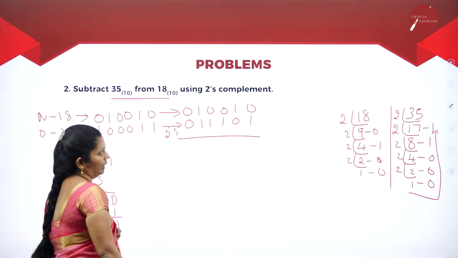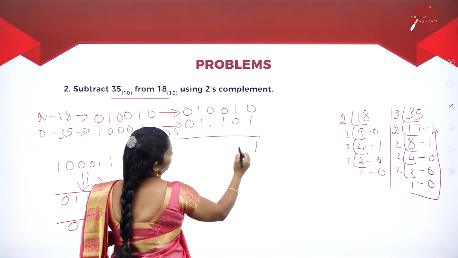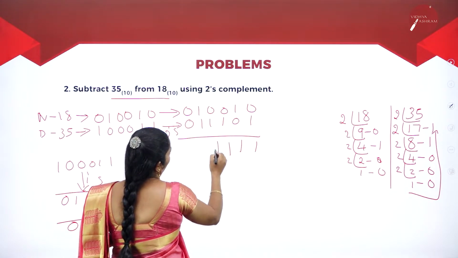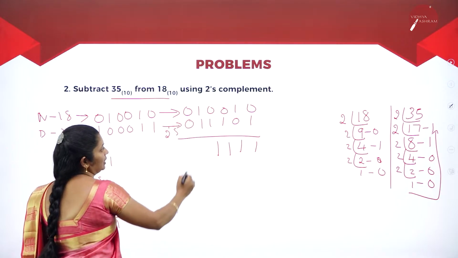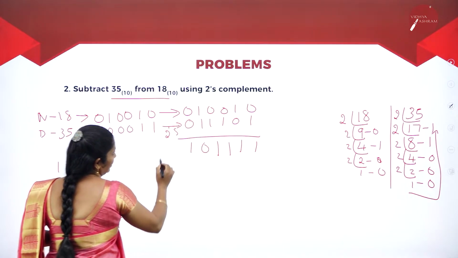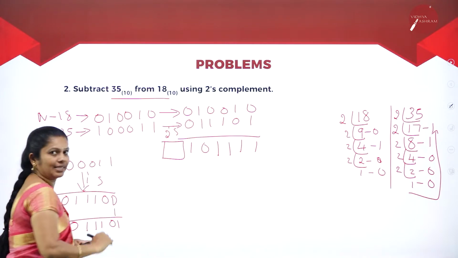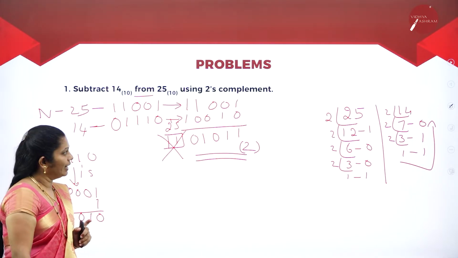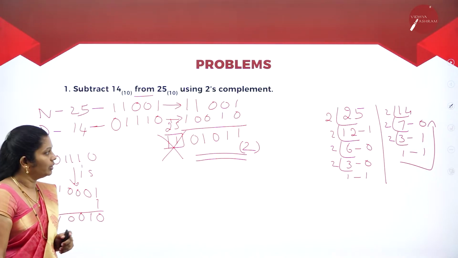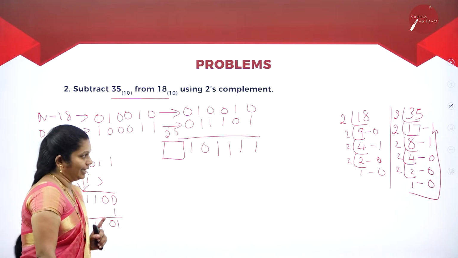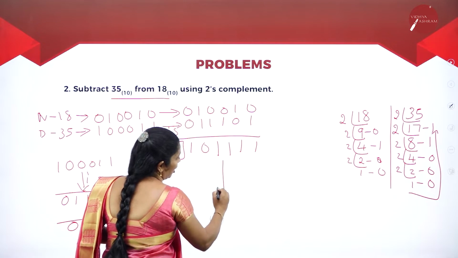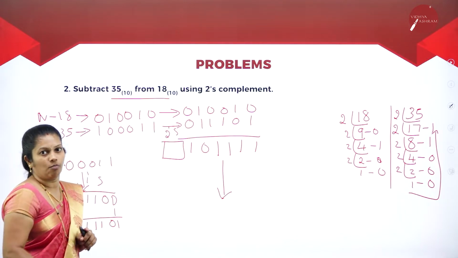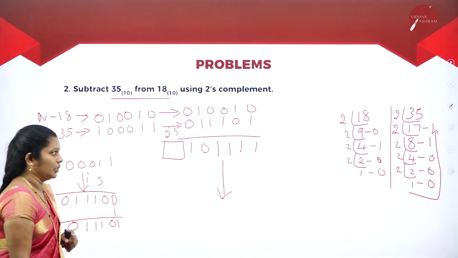Here 0 plus 1 is 1. Once again 1 plus 0 is 1, 1. Here we have 1 plus 1 is 0 with carry 1. But here we do not get any extra carry. If you observe the previous problem, if you get an extra carry, then you have to ignore it. If you are not getting any extra carry, then you have to convert the result into 2's complement and then put a negative sign.